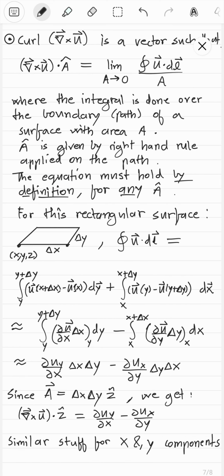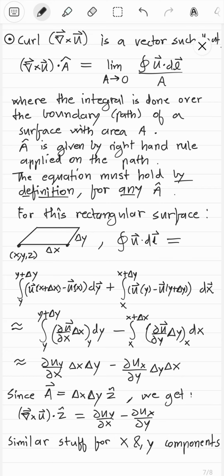Cool. Next we have the curl. This is written by del cross u. So this is a vector such that del cross u dot a hat is equal to the limit as A tends to 0 of the integration over a path, basically over a loop, of u vector dot dl vector upon A, where the integral is done over the boundary path of a surface with area A.